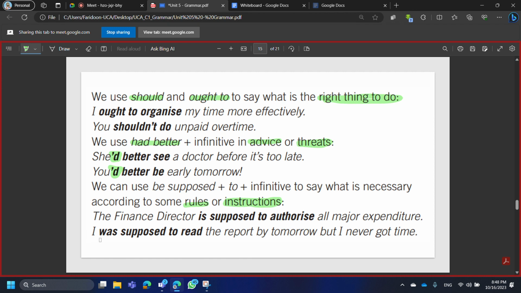Same thing like, I was supposed to read the report by tomorrow, but I never got time, meaning that it was necessary. And according to what? According to rule or instruction, maybe my boss told me to read and review the report, but I forgot to do it. But I was supposed to. That just shows necessity that wasn't done, that wasn't met.